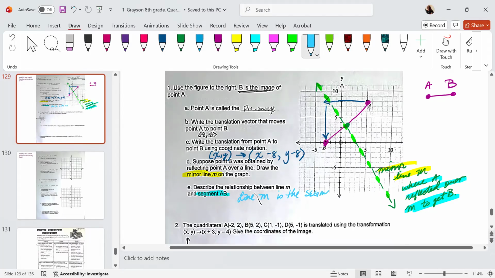So use the correct word. Okay. Segment bisector to segment AB.